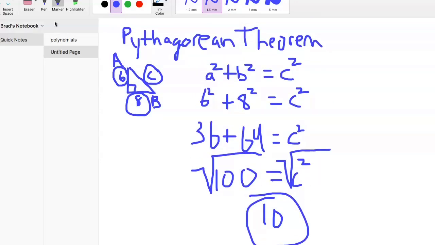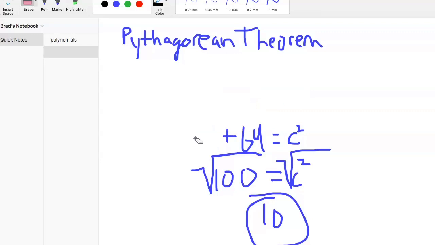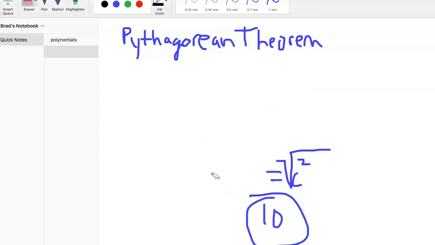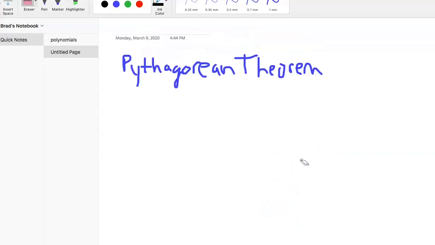Okay, so we're going to do a couple of examples, just so we can get you all nice and comfy with the Pythagorean theorem. That's all it is: a squared plus b squared equals c squared. They'll give you two of the answers. It won't always be a and b, and we'll do an example here in a minute where it's not a and b, so you can get used to it. But okay, let's do a different one.